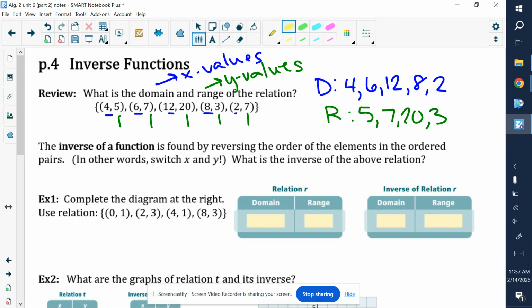The definition of what an inverse function is: the inverse of a function is found by reversing the order of the elements in the ordered pairs. In other words, switch x and y. That's all we do. So if I'm looking at that relation above and I switch x and y, my coordinate 4, 5, the inverse of that would be my coordinate 5, 4. So keep going with that.